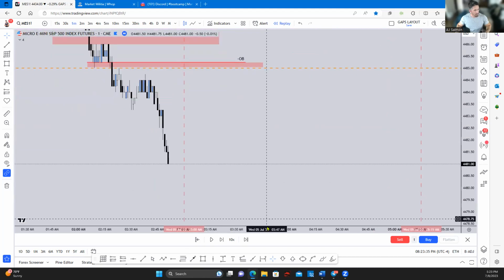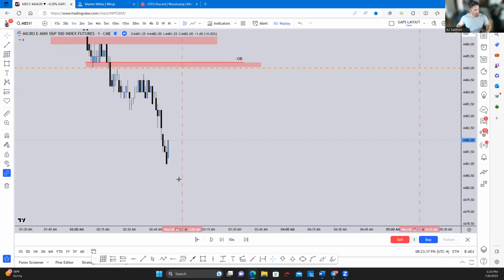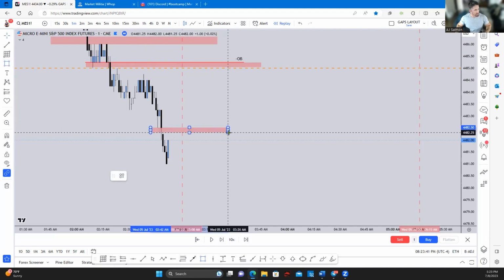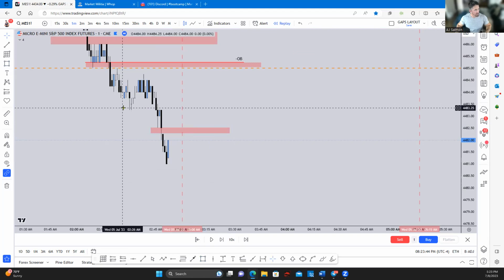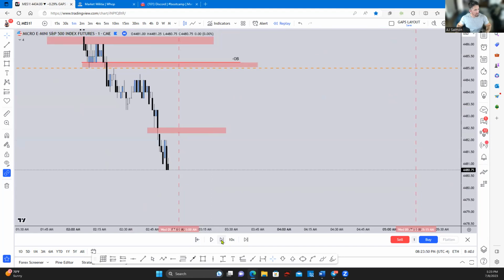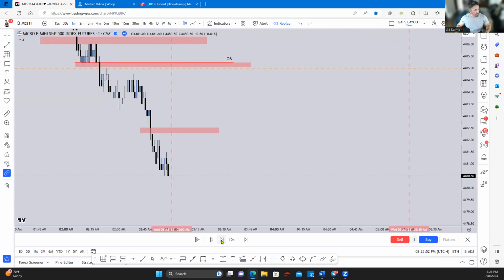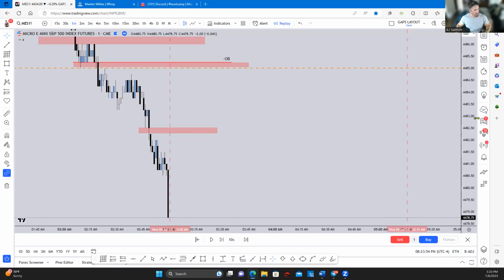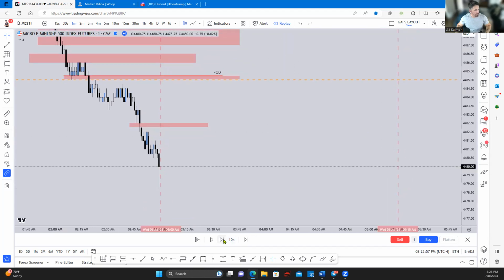So we're dropping lower, lower. We have some volume imbalances in here that price might want to come back up into. Continue lower. And we just keep dropping lower.